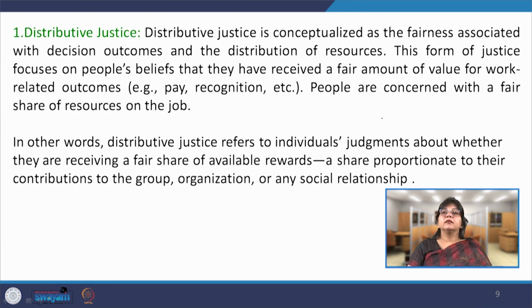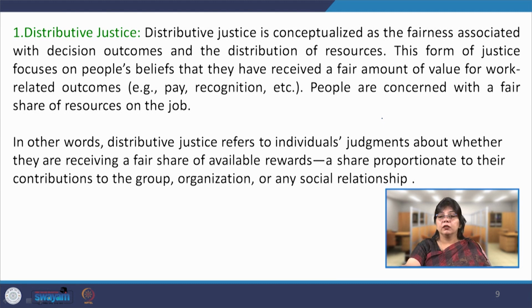Distributive justice is conceptualized as the fairness associated with decision outcomes and the distribution of resources. This form of justice focuses on people's belief that they have received a fair amount of value for work-related outcomes in terms of pay and recognition. It can be promotion as well. A person has been assigned a very difficult or high profile task to perform. Based on the performance and accomplishment of the goal, maybe the authorities give him a better designation or promotion, along with a hike in salary. This is actually distributive justice.